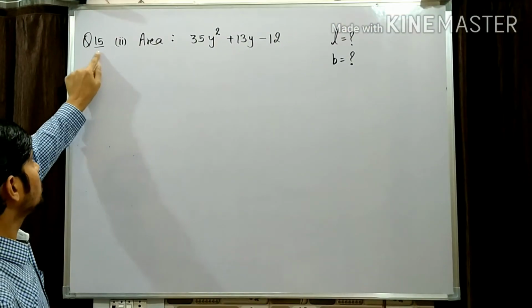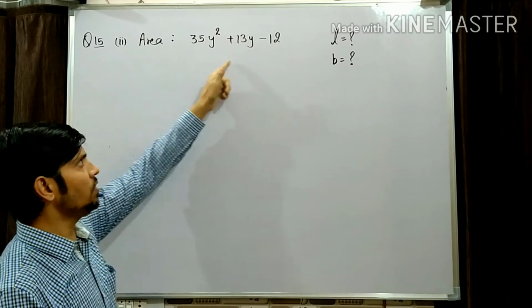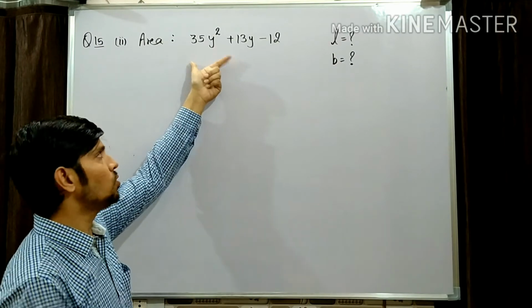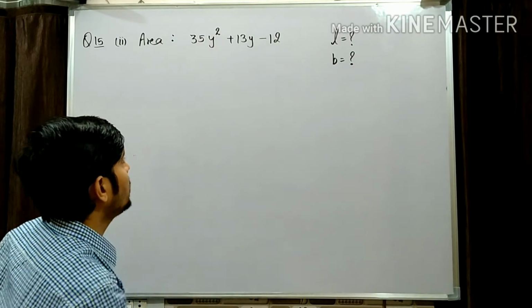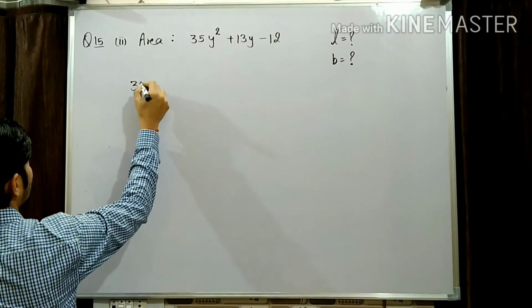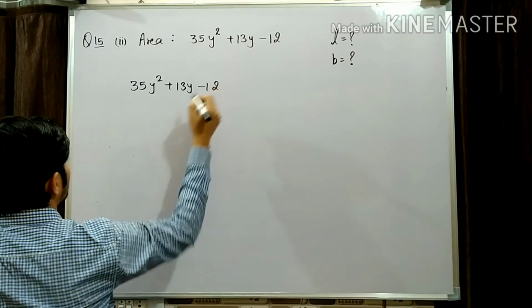Next question, question number 15. I have taken the second part. The area is given and we need to find the value of length and breadth. It means we have to factorize into two factors. How can we factorize? By using middle term splitting. This is 35y square plus 13y minus 12.